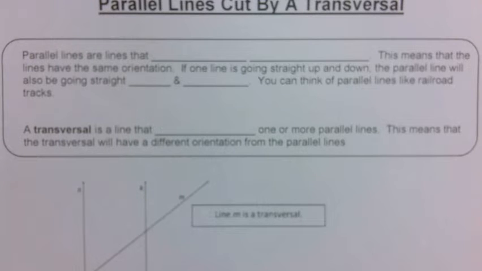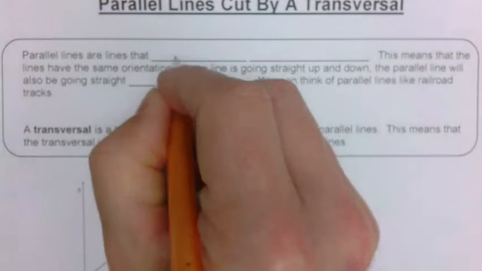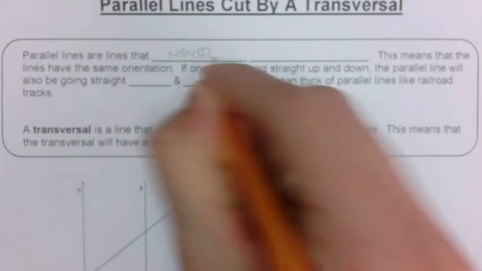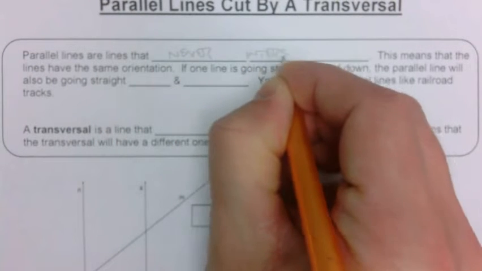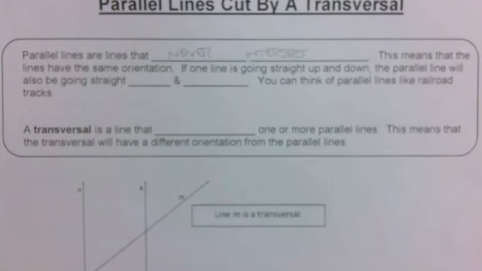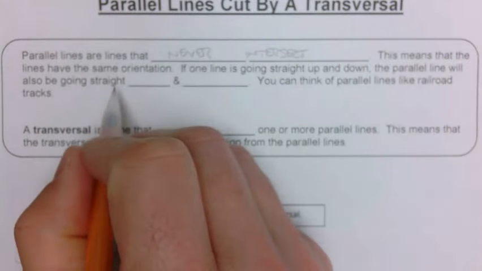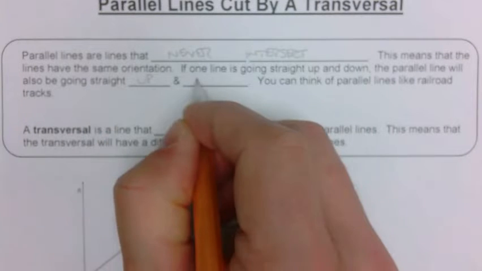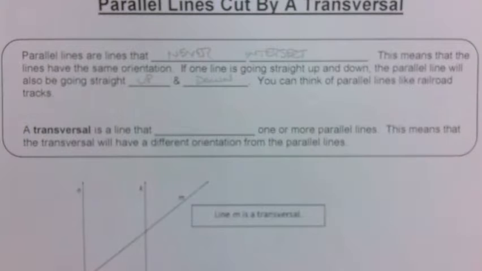In our lesson today, we're going to learn about parallel lines that are cut by a transversal. Before we talk about what a transversal is, let's remind ourselves about parallel lines. Parallel lines are lines that never intersect. Okay, they're never going to touch. This means that the lines have the same orientation. If one line is going straight up and down, the parallel line will also be going straight up and down. Okay, so those two lines would never ever touch.